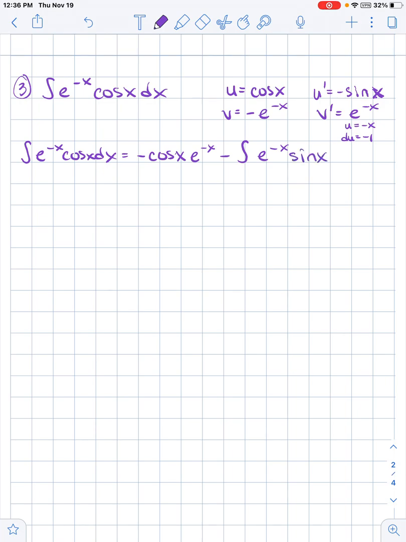All right, we've got another product here. We've got e to the negative x and sine x. So I'm going to let u equal sine x. U prime is cosine x. V prime is e to the negative x. V is negative e to the negative x. Okay. The integral of e to the negative x cosine x dx equals negative cosine x e to the negative x.